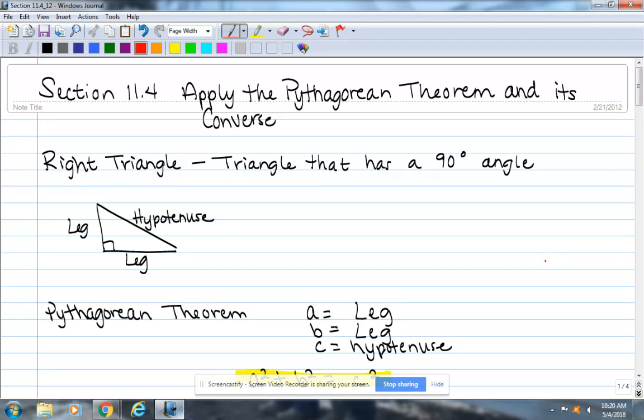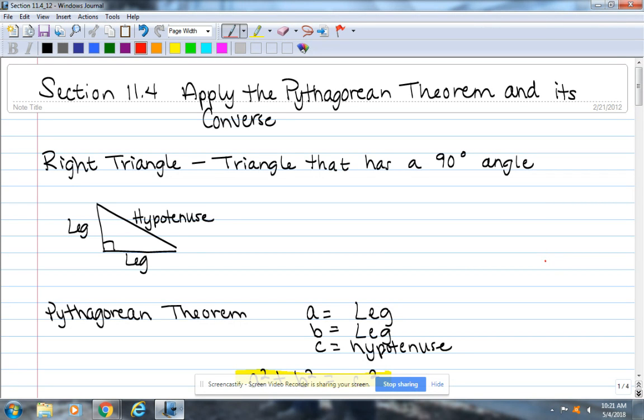And you'll learn in geometry that a converse theorem reverses the order of the original theorem. So the converse of the Pythagorean theorem says if you have a triangle such that the sum of the squares of the lengths of the legs is equal to the square of the hypotenuse, then the triangle is a right triangle. So the original theorem says if you have a right triangle, then A squared plus B squared equals C squared. And the converse theorem says if you have a triangle such that A squared plus B squared equals C squared, then the triangle is a right triangle.